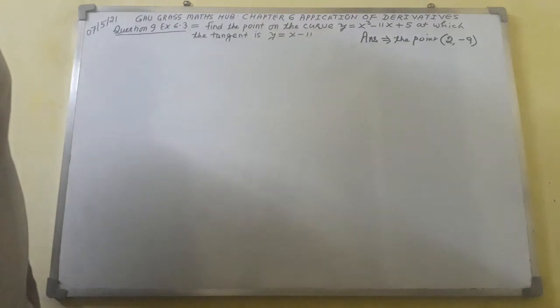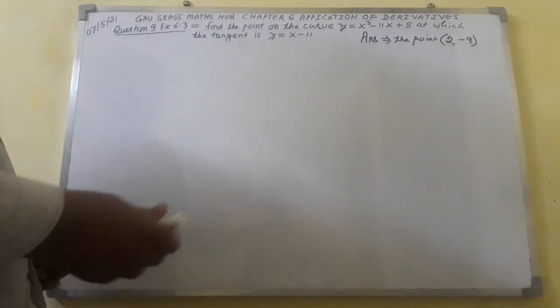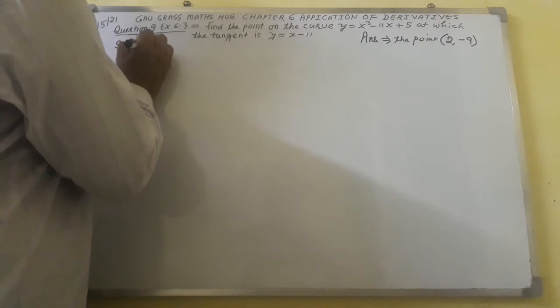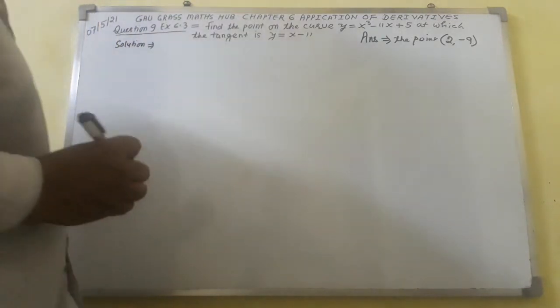I shall explain question number 9 that has been taken from exercise 6.3, chapter 6, application of derivatives. Find the point on the curve y equal to x cube minus 11x plus 5 at which the tangent is y equal to x minus 11. Now coming to the solution.